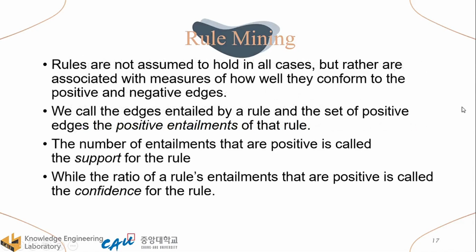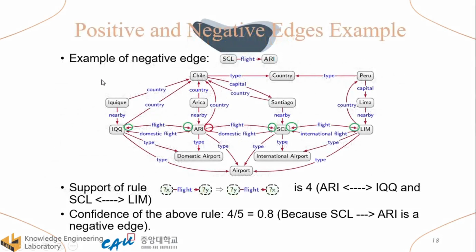Rules are not assumed to hold in all cases, but rather are associated with a measure of how well they conform to the positive and negative edges. We call the edges that are entailed by a rule and in the set of positive edges the positive entailment of that rule. So the number of entailments that are positive is called the support for the rule, while the ratio of rule entailments that are positive is called the confidence for the rule. So let's consider an example graph like this.